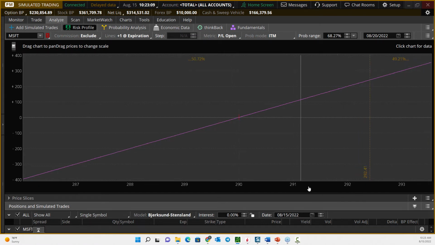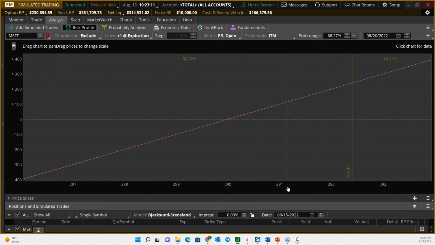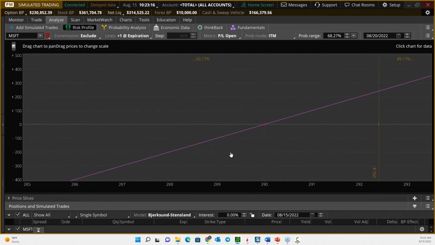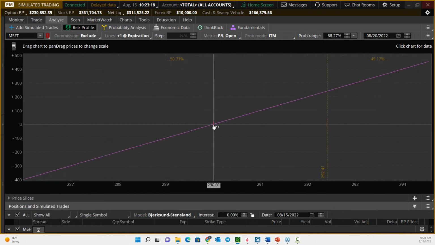And all I did was just sit here and hold down my left mouse key and drag it out, and just move it around, okay? If the stock goes down 290 to 289, whoop, there it is, minus 100. 288, minus 200. 287, minus 300, and so on. You can see that risk graph in action, right?